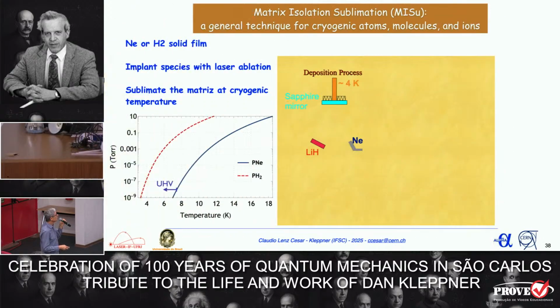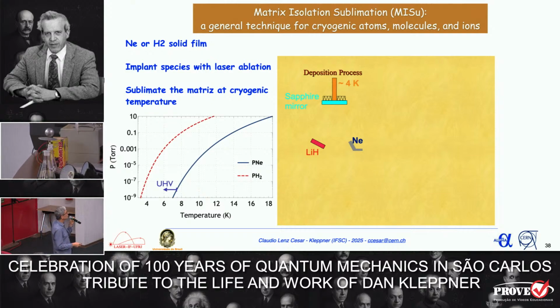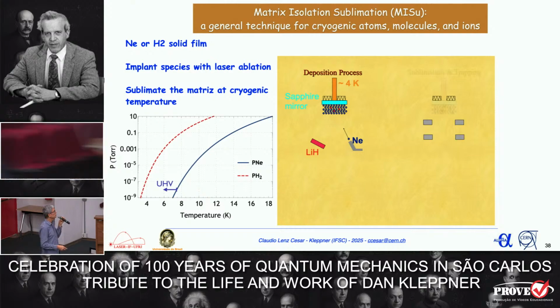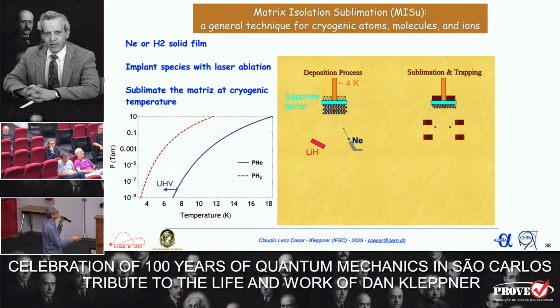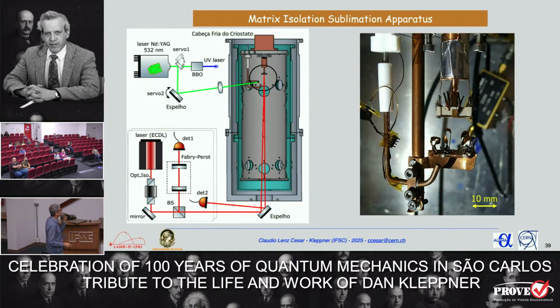We have developed this technique called matrix isolation sublimation, where we send a neon gas onto a cold sapphire substrate, and then with laser ablation we can implant atoms and molecules. By giving a heat pulse, we can release these atoms, for instance lithium, at 700 millikelvin with speeds of 150 meters per second, into ultra-high vacuum.